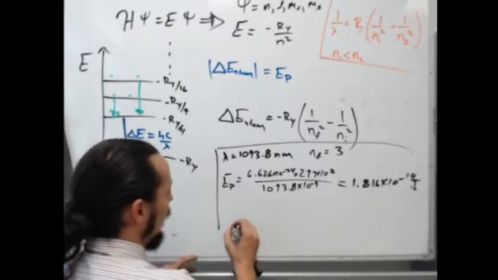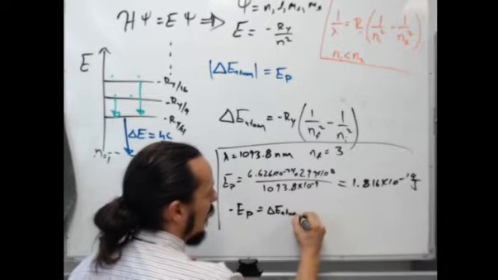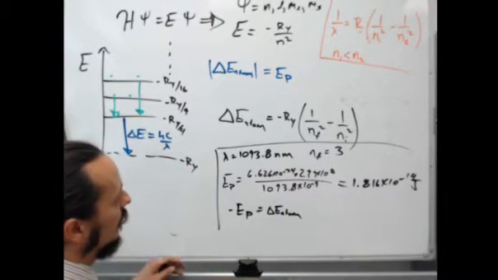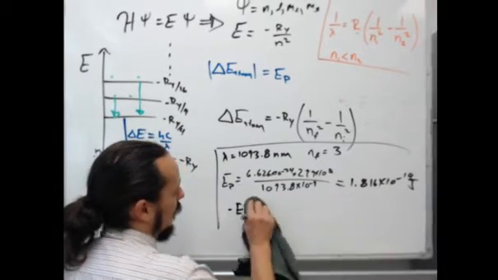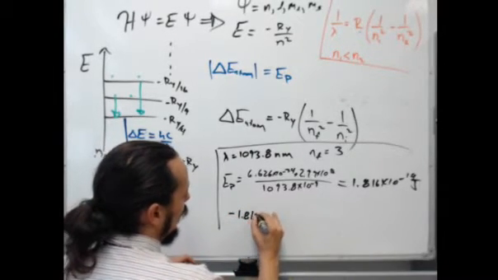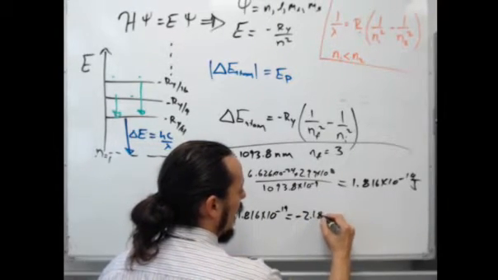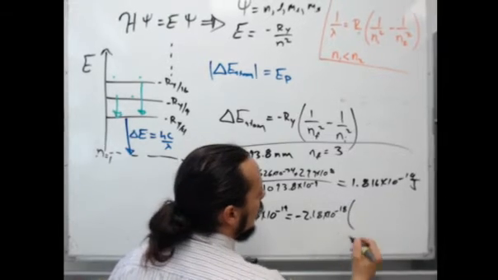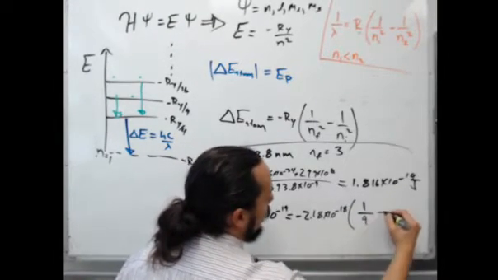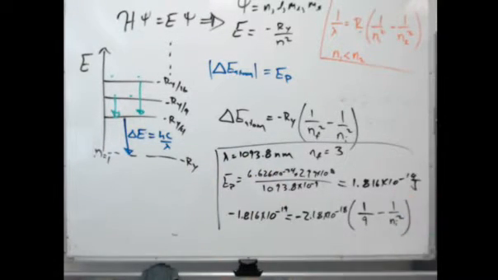So I can say that the negative energy of the photon is equal to the change in energy of the atom, and that allows me to get rid of that absolute value. That also allows me to say negative 1.816 times 10 to the minus 19 is equal to the Rydberg constant, negative 2.18 times 10 to the minus 18, times 1 over 9 minus 1 over n initial squared. So you make this negative because it's emission, because of the absolute value. I want the energy of the atom, not the absolute value of the energy of the atom.